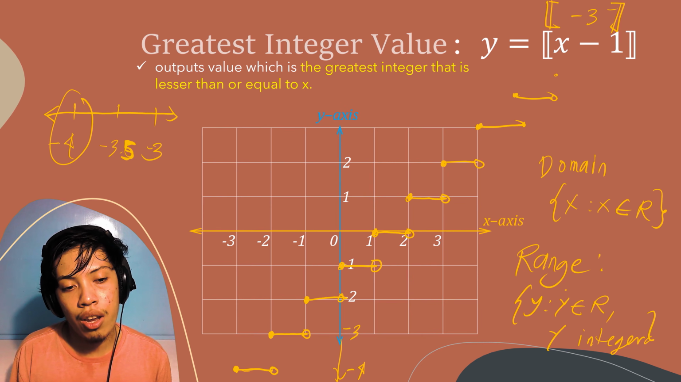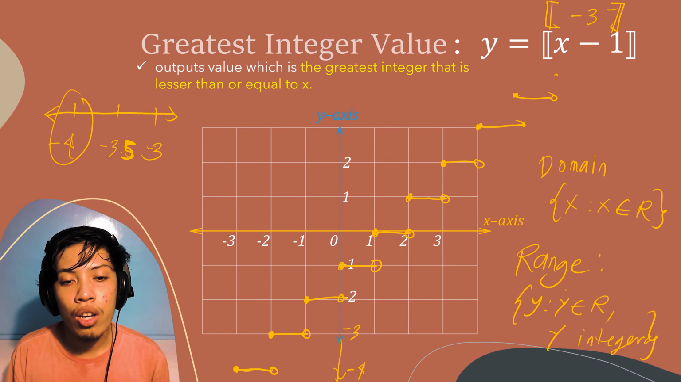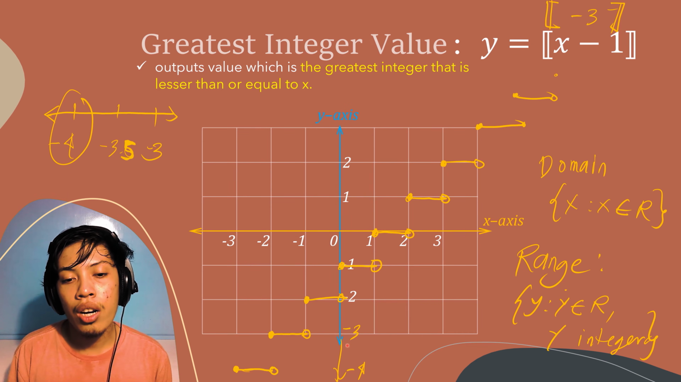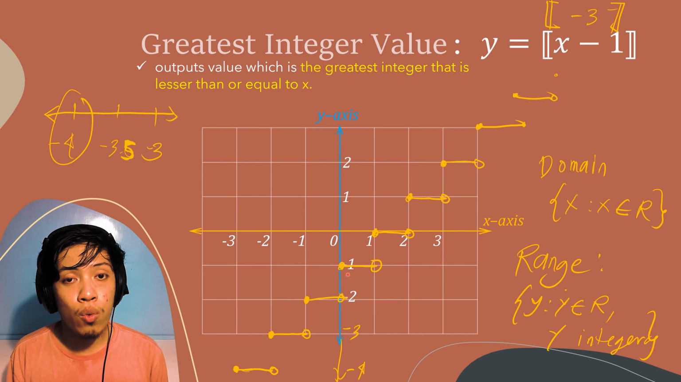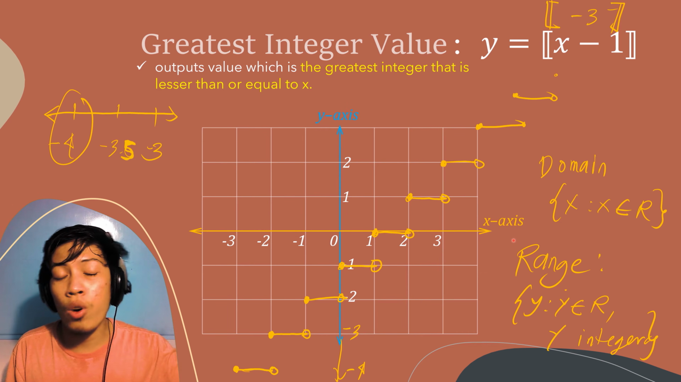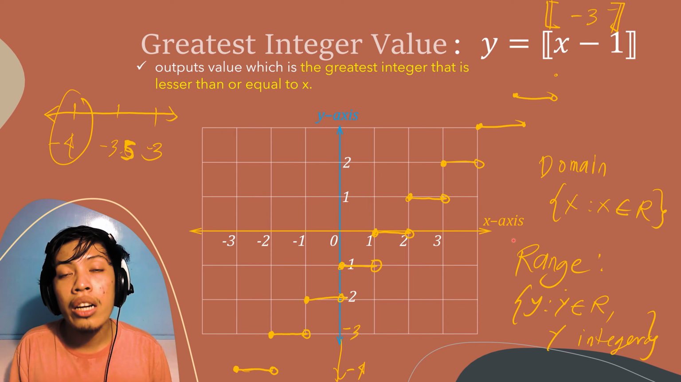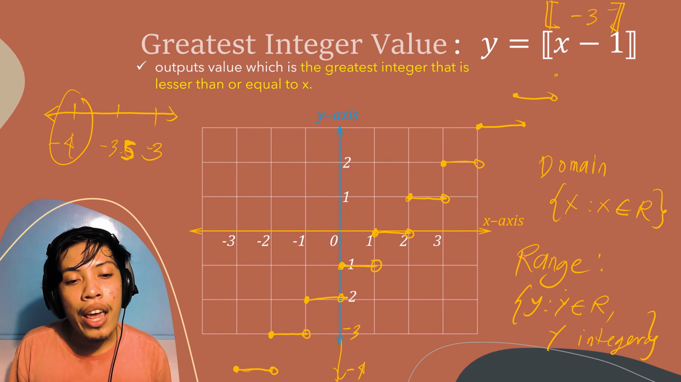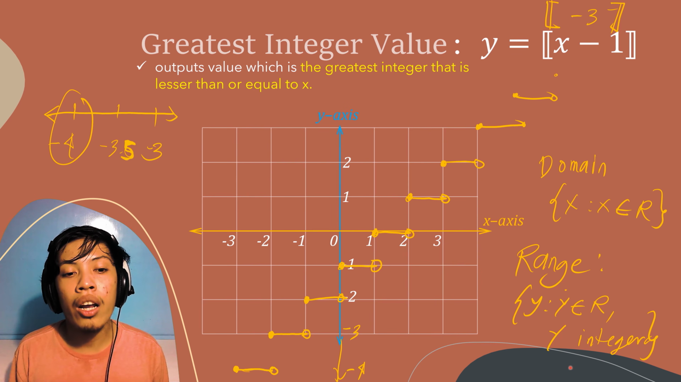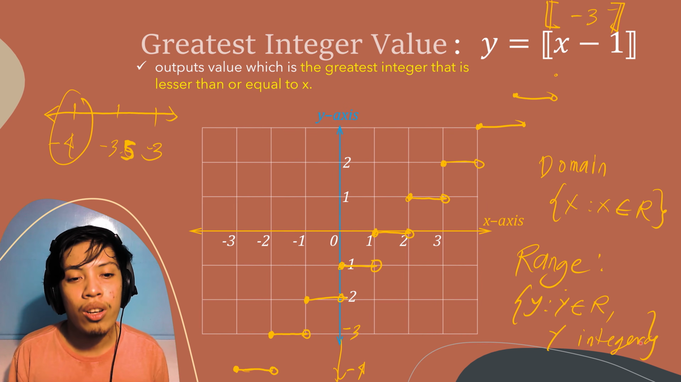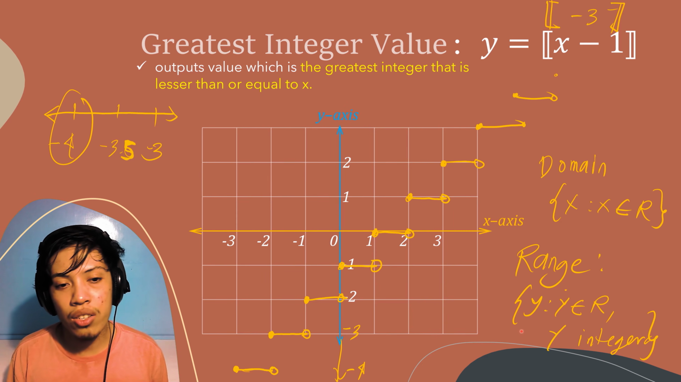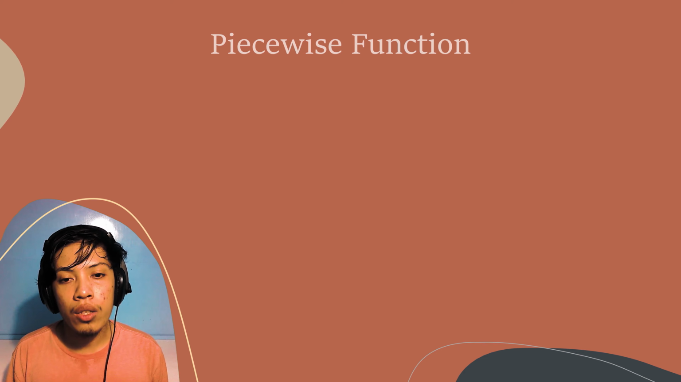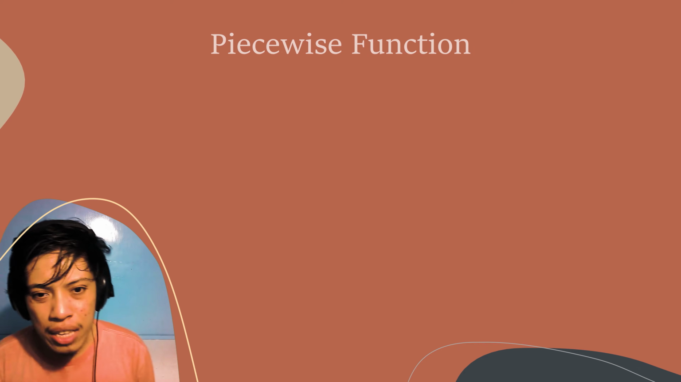Integer. Your y is an integer. Negative 4, negative 3, negative 2, negative 1, 0, 1, 2, 3, 4, and so on and so forth are integers. So your range would be y such that y is a real number and y is also an integer. So that's how you define your range.